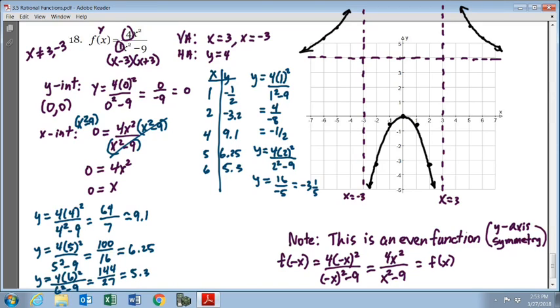So it does take a little bit of time to do this, but the key is to find the vertical and horizontal asymptotes, x and y intercepts, and then a few other points to help draw the graph. And in a case like this, it's nice to be able to take advantage of the symmetry. We're not always going to have symmetry.